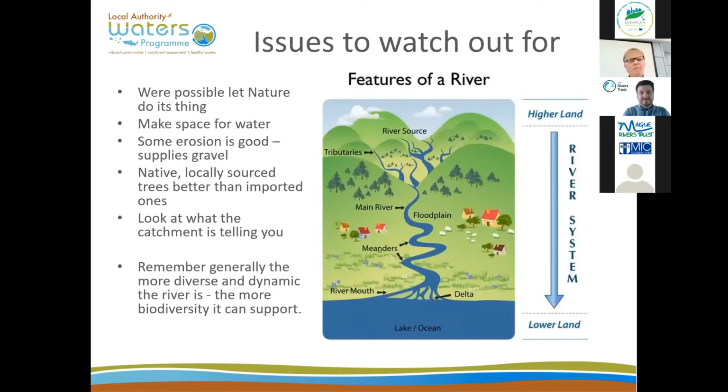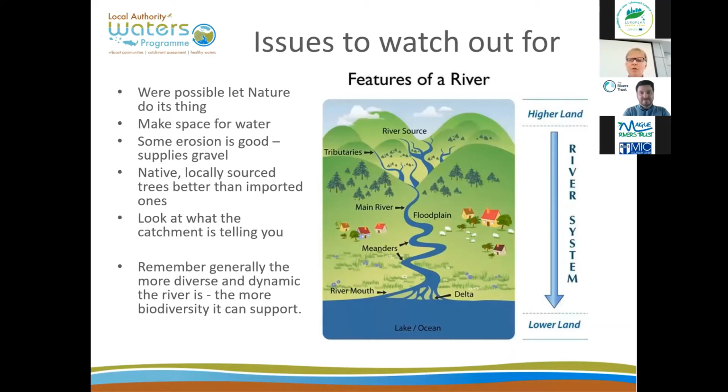Issues to watch out for. We would say, look, let nature do its thing. If it's not broken, don't fix it. Nature will often guide us, and rivers can heal themselves if they're just given time. Make space for water. This is very, very important. And some erosion is good. Not all erosion is bad, so a bit of gravel coming in is important, because you need to have gravel to nourish those spawning beds for fish, etc.